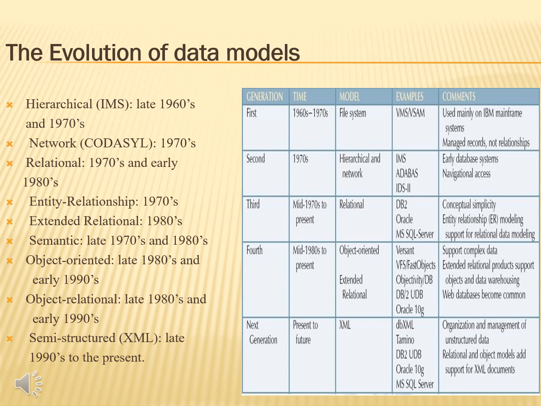Now we'll be discussing the evolution of data models. The author has clearly stated all the data models and has explained each model very clearly in the paper. Firstly, we have hierarchical, which was used in the late 1960s and 70s, and then network in the 1970s, and then relational in the 1970s and early 1980s, and then entity relationship in the 1970s, and extended relational in the 1980s, and semantic in the late 1970s and 1980s, and object oriented in the late 1980s and early 1990s, and object relational, which is used in the late 1980s and early 1990s, and then semi-structured, which is also called XML. It's used from the late 1990s to the present.